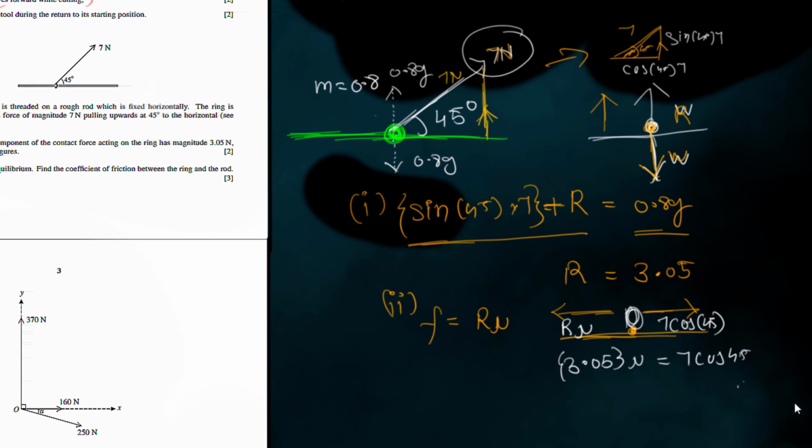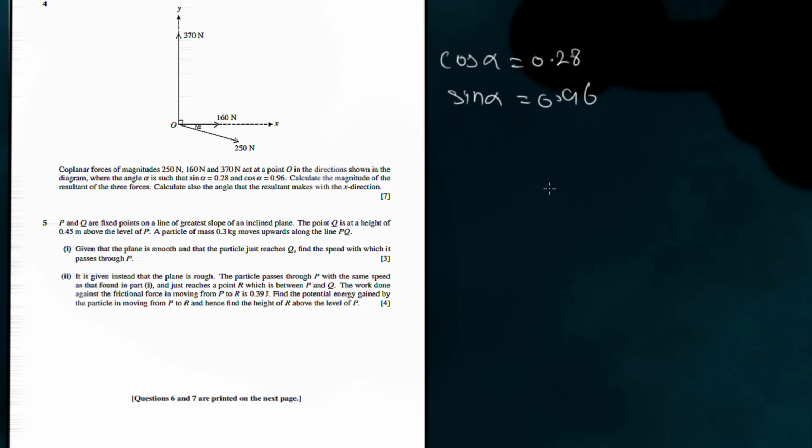So therefore our coefficient of friction would be 7 cos 45 divided by 3.05, and if you were to do the maths, let me just put it in the calculator, you would get 1.62, and that's your answer to the question. Let's move on to question number 4.